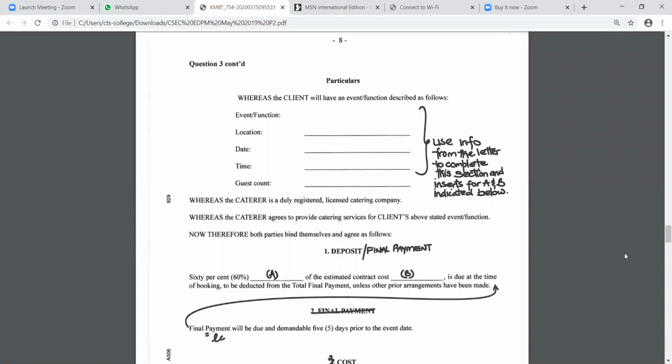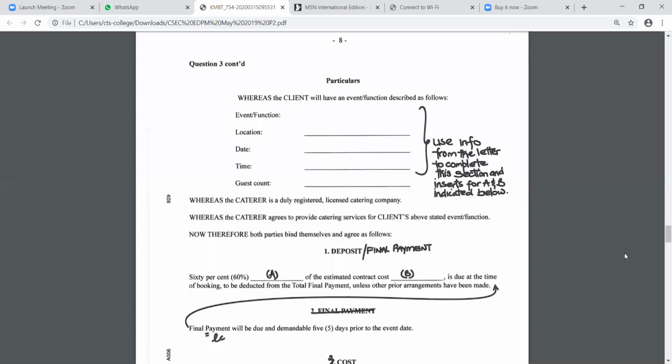So yes, it is center and it is bold, and you will type the other line, and then you have to fill in some information here. I'm seeing event, location, date, time, guest count. It says use info from the letter to complete this and insert for part A and B. So let's see what information you'll have to fill out on those lines. You can get your paper or your pen, and let's jot down some points, so when you get to this part of the question, you'll know exactly what you have to type.